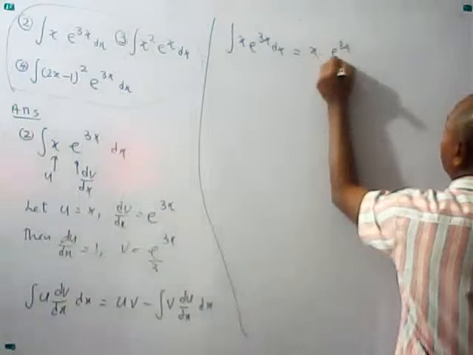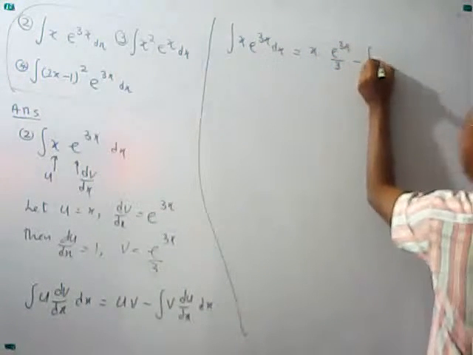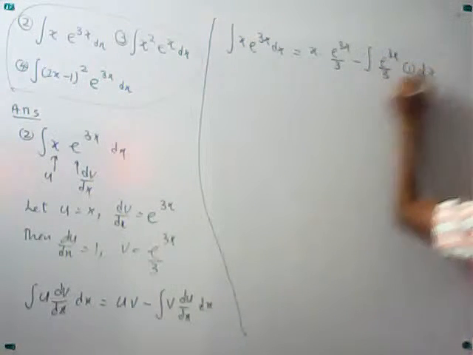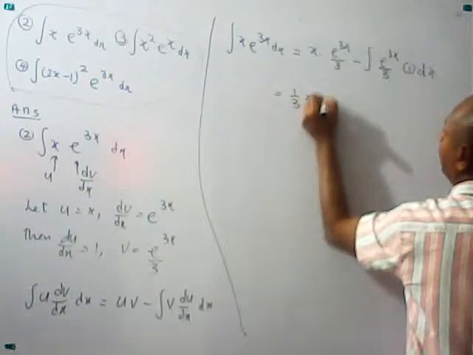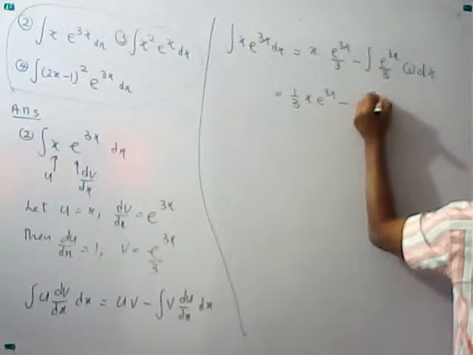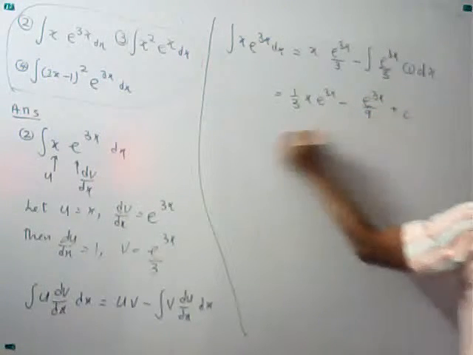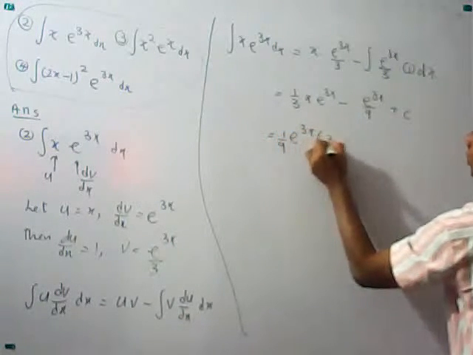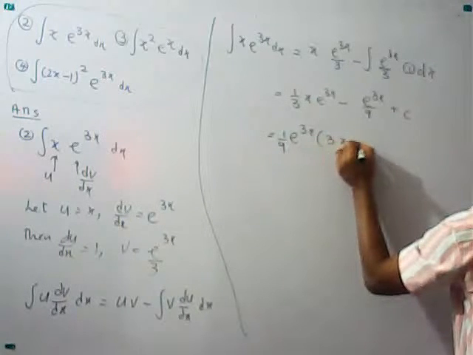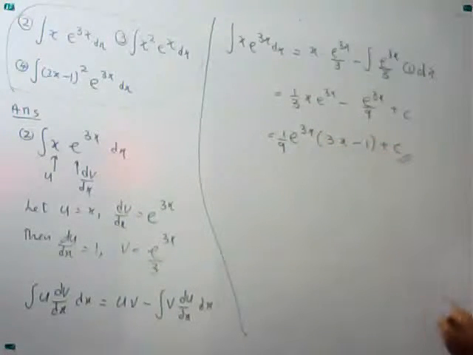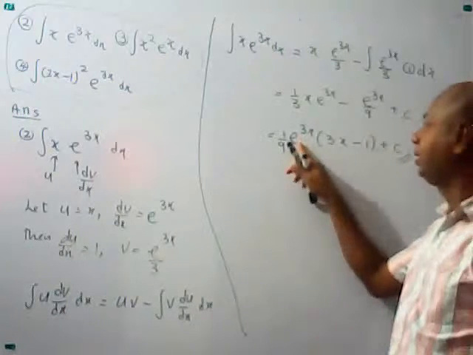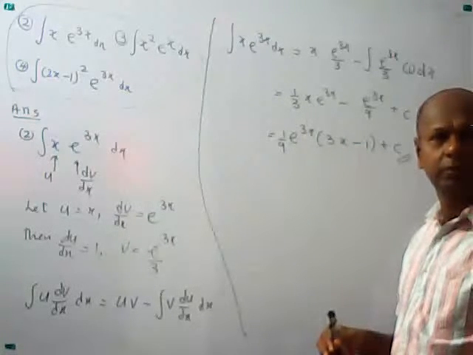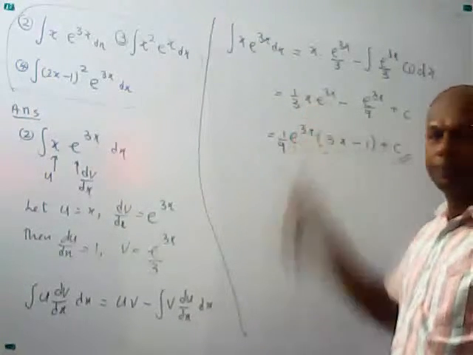So we get e to the 3x over 3 minus e to the 3x over 9, that is e to the 3x over 9 times (3x minus 1) plus C. This is the answer for the first part. You can take e^3x over 9 out, so that gives 3x minus 1. Okay.